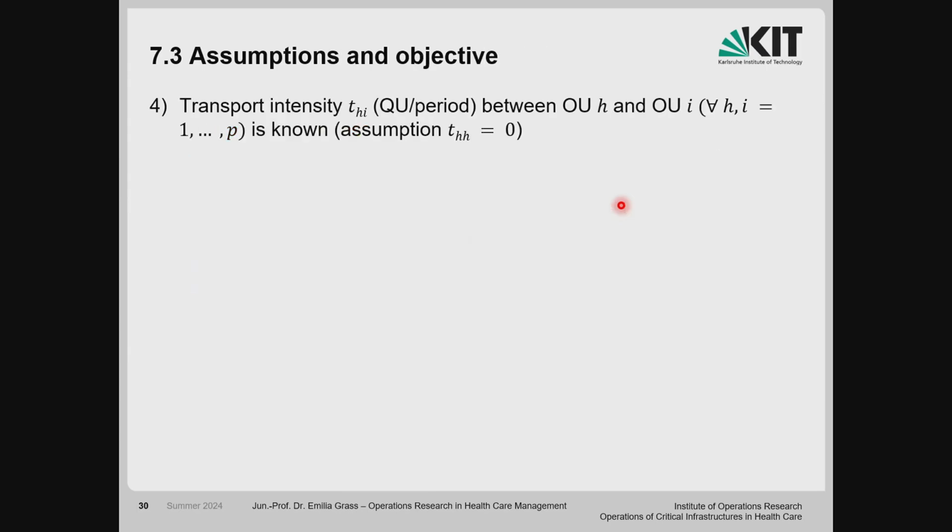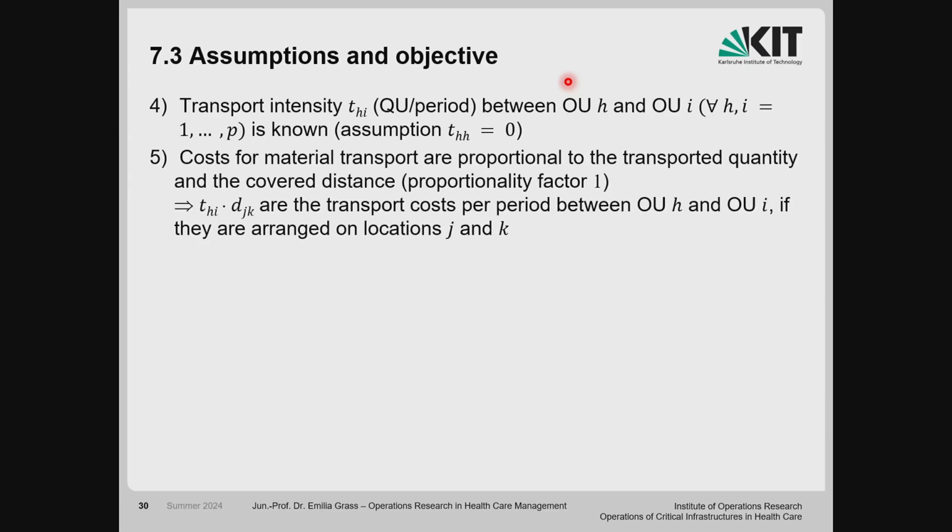Then the assumptions on the objective. So we have to differentiate between the transport intensity, which is t_hi. So the quantity units per period you have to transport from one unit h to the other unit i, from radiology to surgery, for instance. Okay, and we assume that this is known. We know how many patients we have to move from A to B. And again, we assume that within one room, within one department, we don't have any kind of transport intensity.